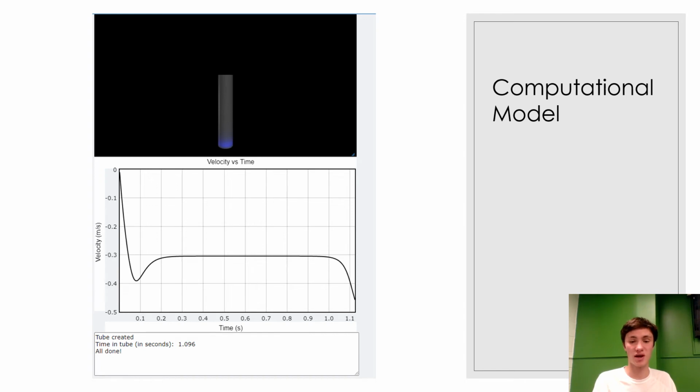So this is what the graph from the computational model looked like. You can see here that the blue represents the magnet being at the bottom of the tube, and you can see the velocity versus time graph of the magnet as it falls through the tube. So you can see that it ends up slowing down and speeding back up a little bit, and then being at a constant speed at that point. And the average time found by the computational model was 1.096 seconds. And that time is slightly less than the time that we found when we did this experiment, but honestly very close.